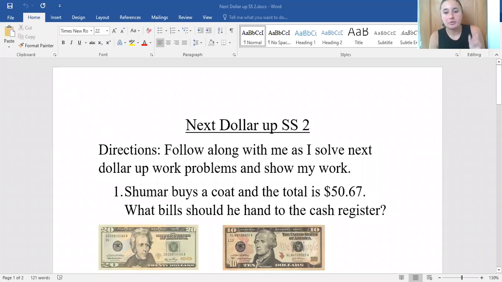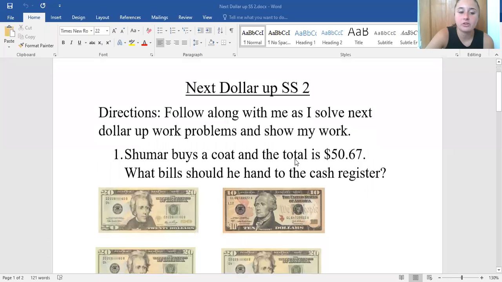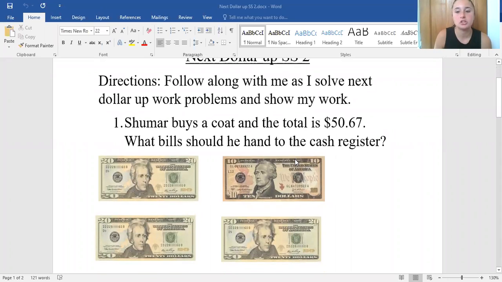Of course, I have too many open. So this is titled Next Dollar Up, Summer School 2. That's what the SS stands for. That's how I'll be using it to abbreviate all summer. So directions: follow along with me as I solve next dollar upward problems and show my work.